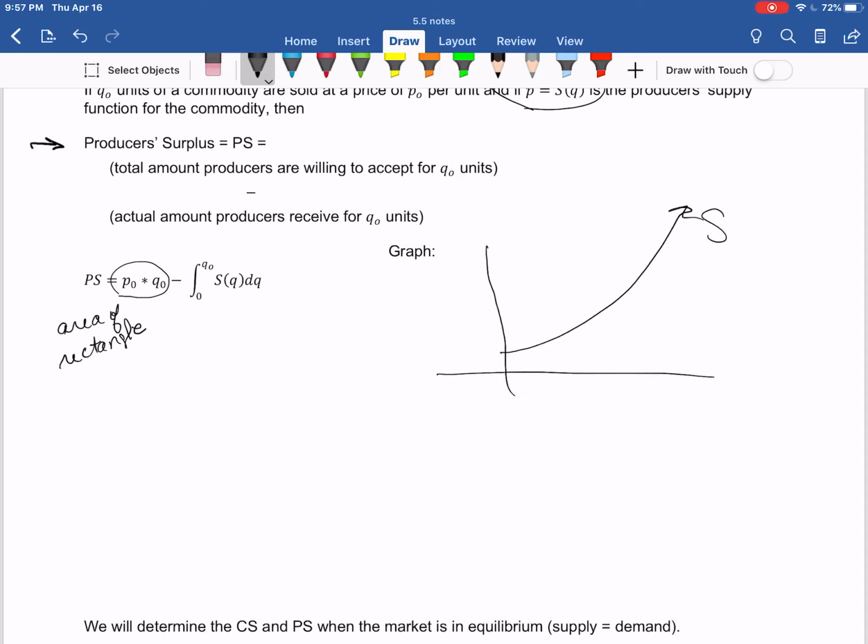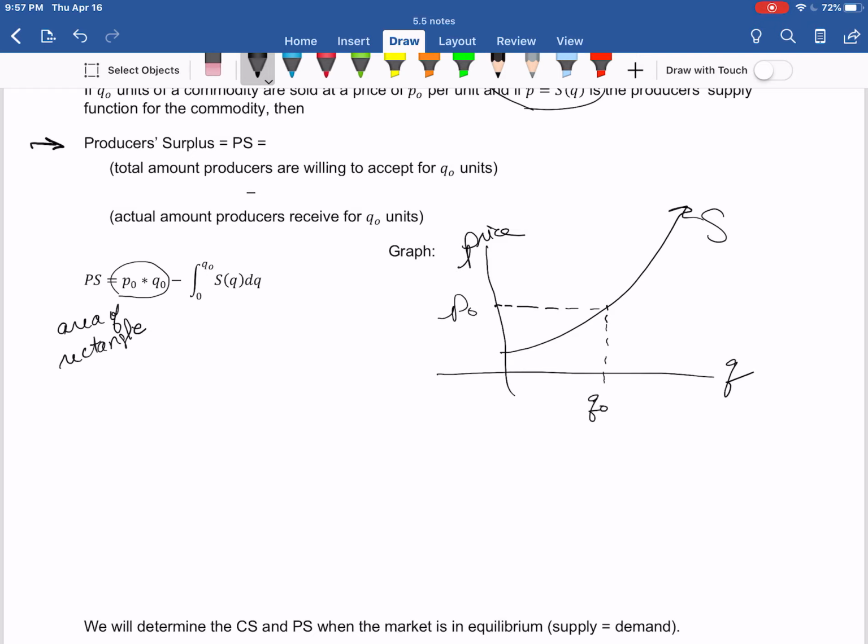So that's my supply function. This is my quantity axis. This I'm going to label as price. My y-axis we're going to call price. And let's say that this is the number of units that I'm referring to as my Q naught. And the corresponding price that goes with that is right over here.